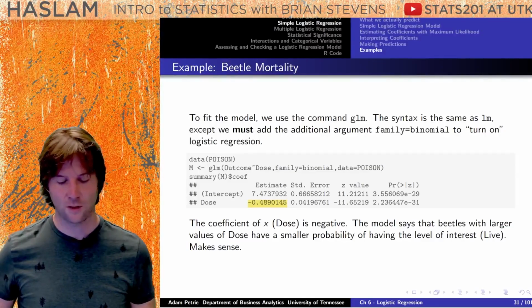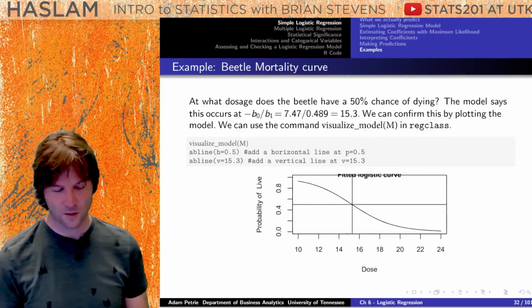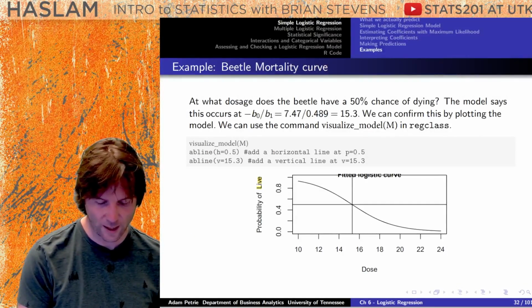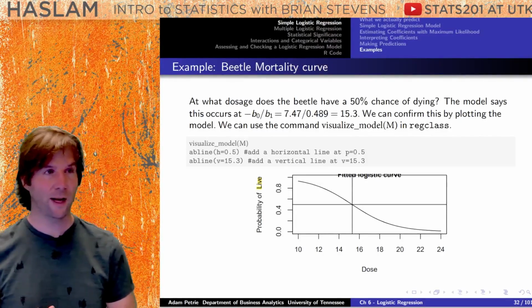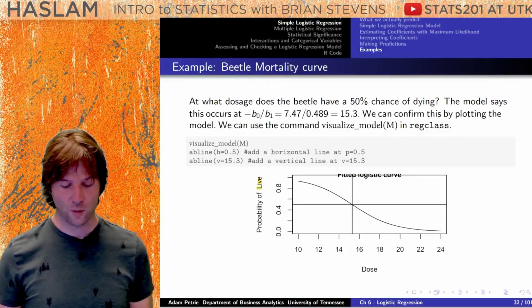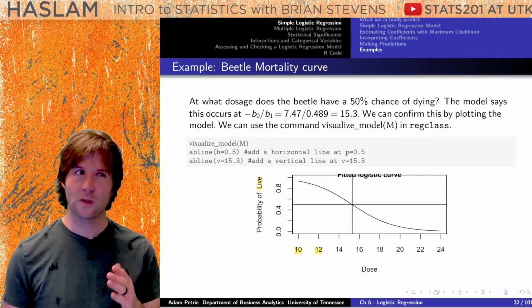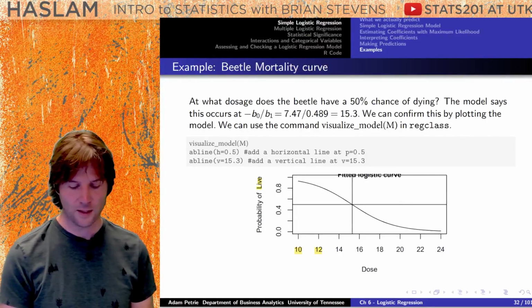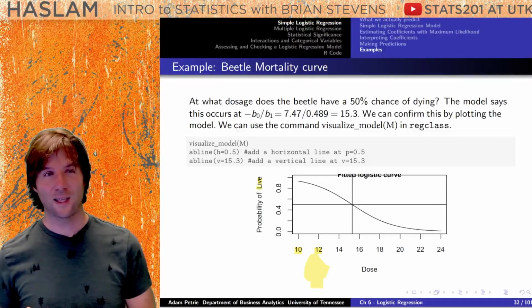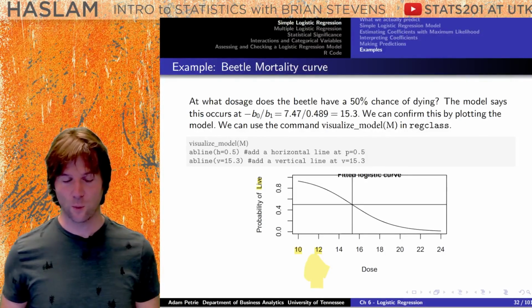Let's see this visually though. Visually speaking, you can see the level of interest here on the y-axis, probability of live. So once again, between two beetles, like one that gets a 10 dose and one that gets a 12 dose, which is a 2-unit difference, the one that gets the higher dose is less likely to live. Notice how it's sigmoidal down.